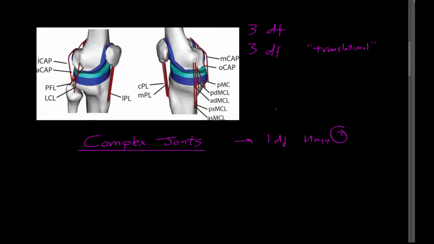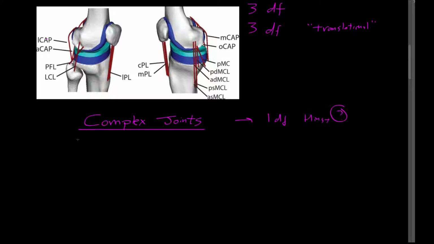I'm going to introduce a topic that's a little bit advanced, but I find it really useful for simplifying the way we think about complex joints. The idea I'm going to introduce is something called a generalized coordinate.